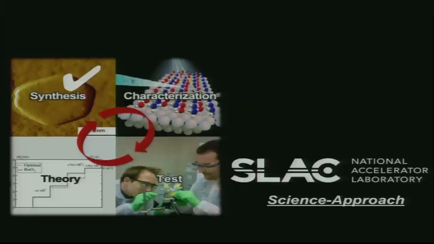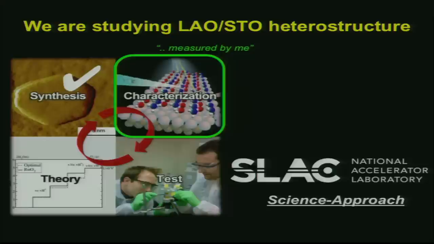So yeah, this picture you probably saw many times in our lab, the Sichang's all-hands meeting. So right now, LAO/STO, okay, people have started making and synthesizing it, it's done. So people already made that. So we know that material. So now it's time for characterization. That's what I did. So that is my research. And for that, I used the SSRL, our synchrotron light source.